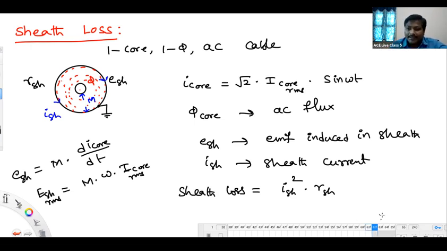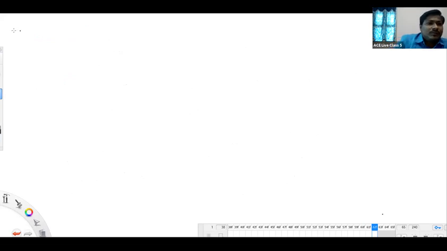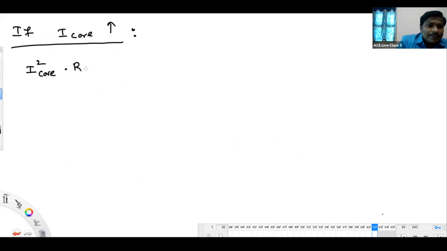Okay, let's see. First one. If the core current, or conductor current, is increasing, what will happen to the I square R loss? That will definitely increase. There is no doubt about it. I square R loss will definitely increase.